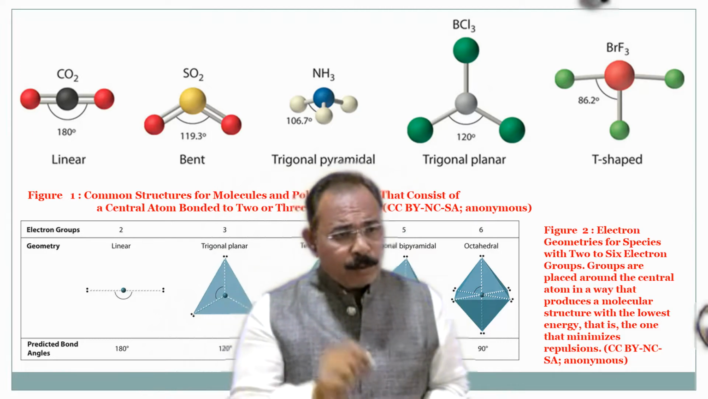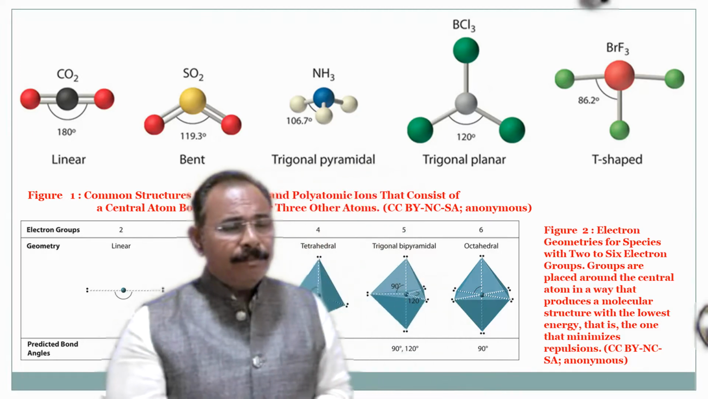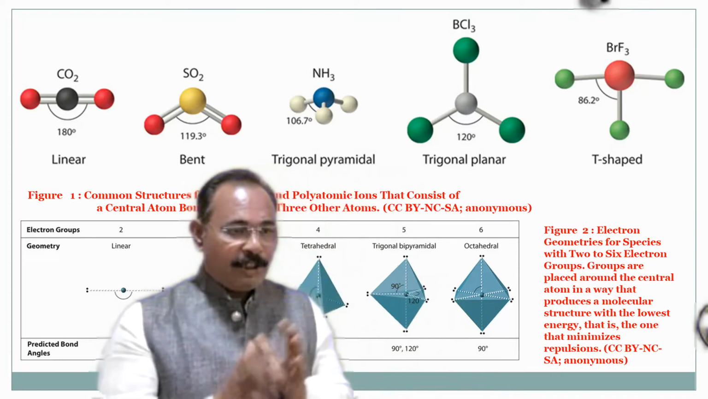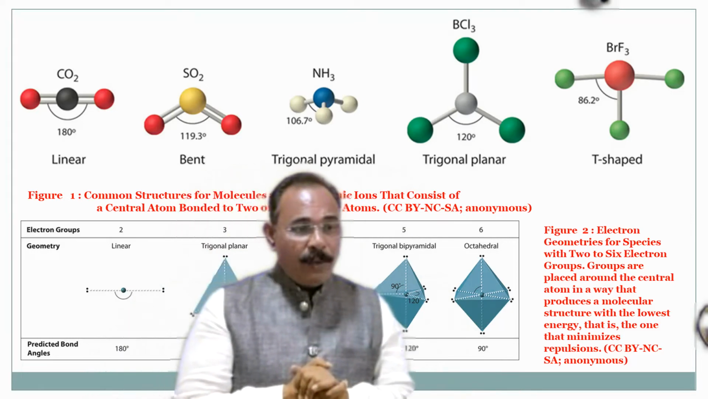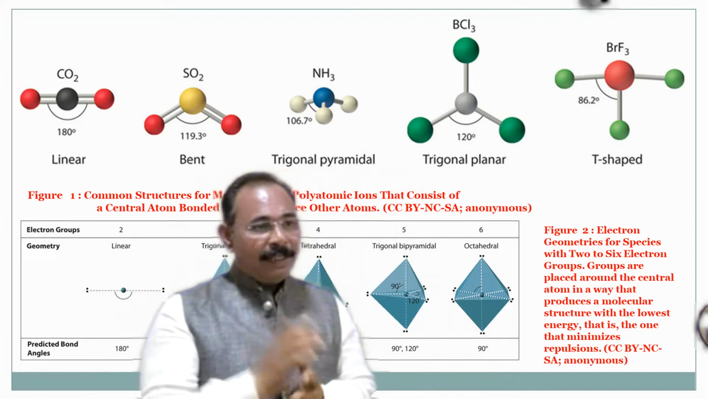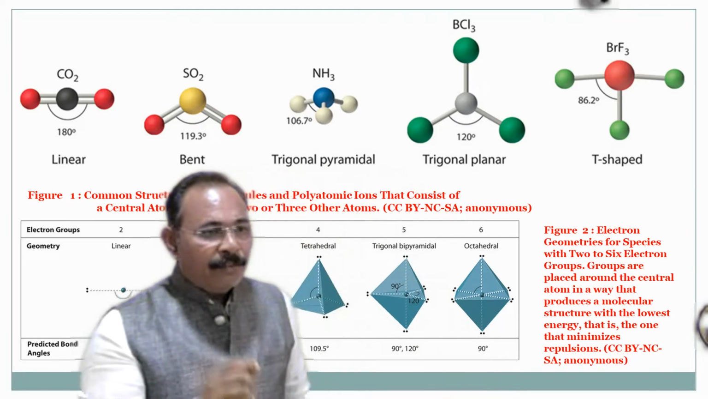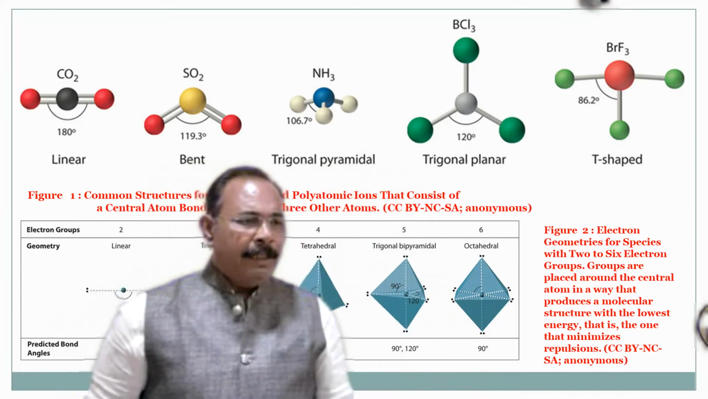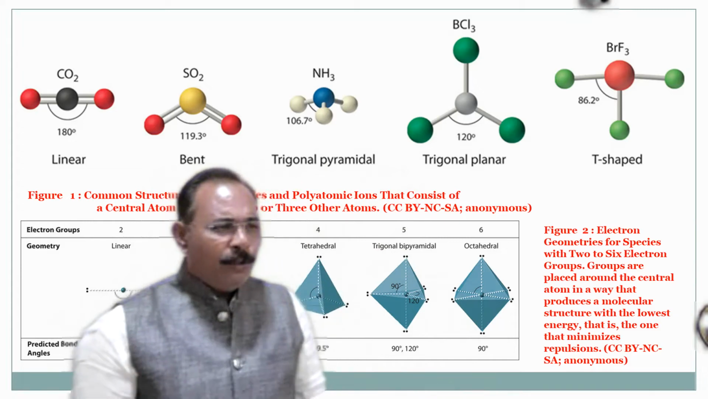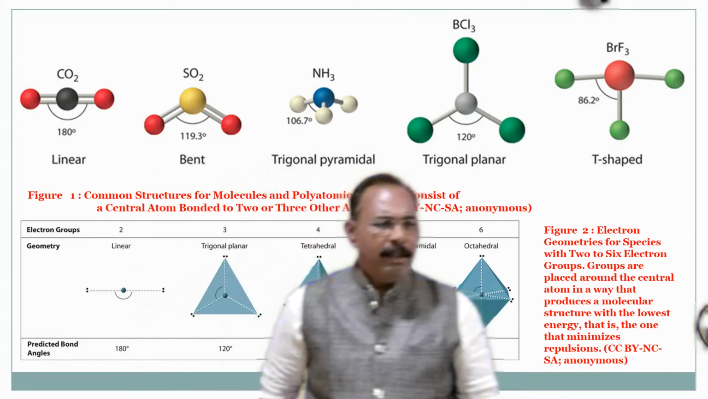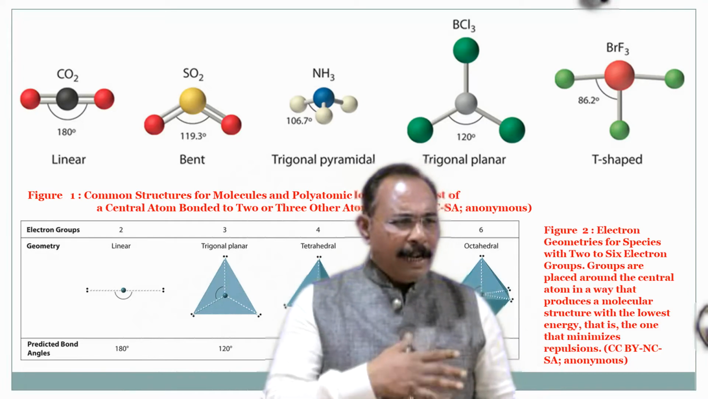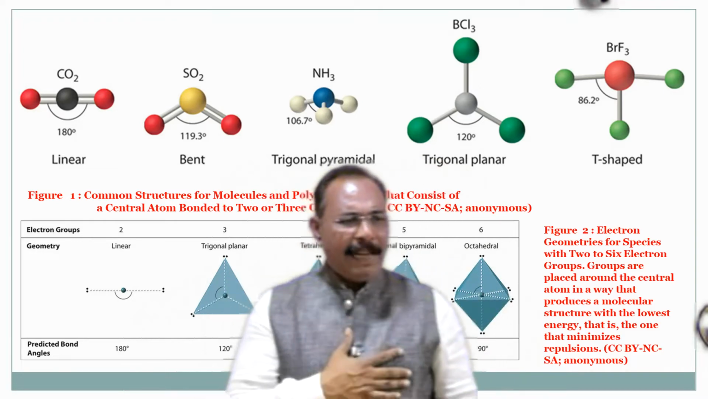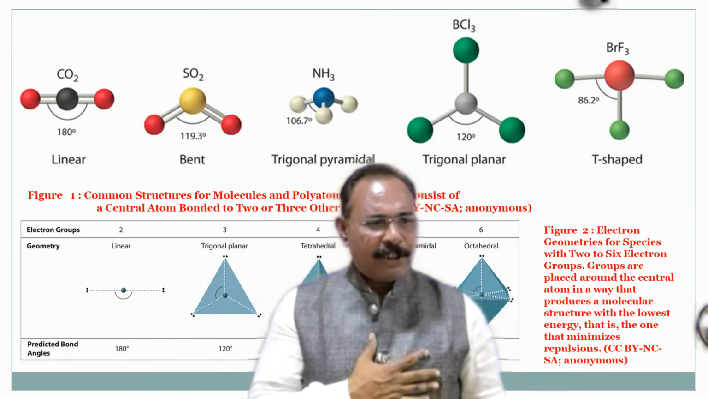Groups are positioned around the central atom in a way that produces the molecular structure with the lowest energy, as illustrated in figures 1 and 2. Figures 1 and 2 are shown on your screen. In the first figure, you can see the various shapes of the molecules, and in the second figure, you can understand the three-dimensional and two-dimensional structures.